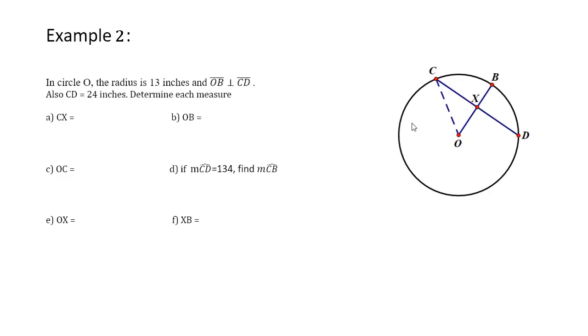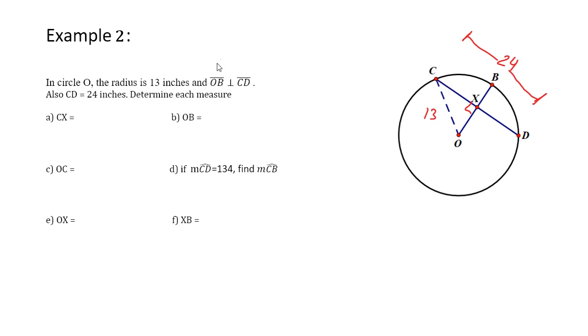In circle O, the radius is 13 inches and segment OB is perpendicular to CD. So we have a right triangle there. Also, CD is 24 inches. Determine each measure. So let's go ahead and make substitutions for everything that we know. So radius is 13. So that means that OC being a radius, that should be 13 inches. Given that CD is 24, so from here all the way over to here, that's going to be 24.